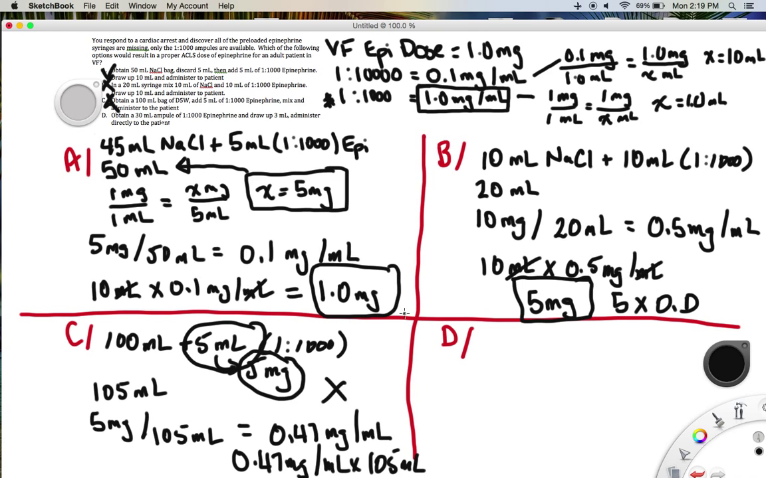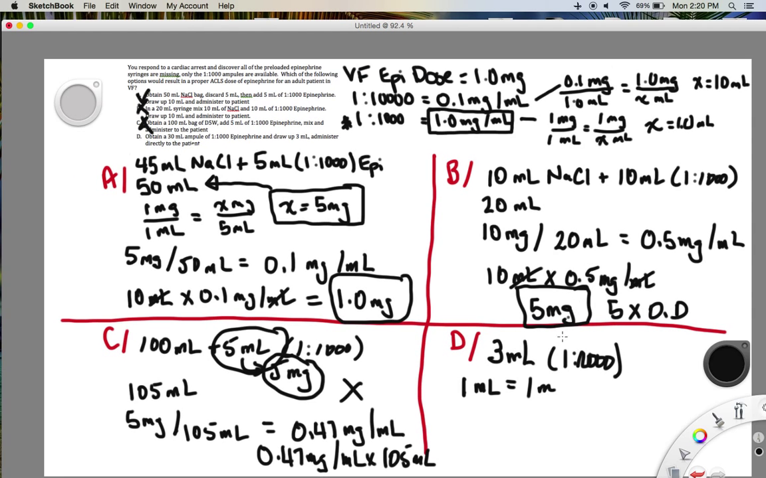Last option, D, obtain a 30 mil ampule of 1 in 1,000, draw up 3 mils of 1 in 1,000, and administer directly to your patient. Well, if 1 mil equals 1 milligram, 3 mils of 1 in 1,000 equals 3 milligrams. So we've given our patient 3 times the dose, an overdose.